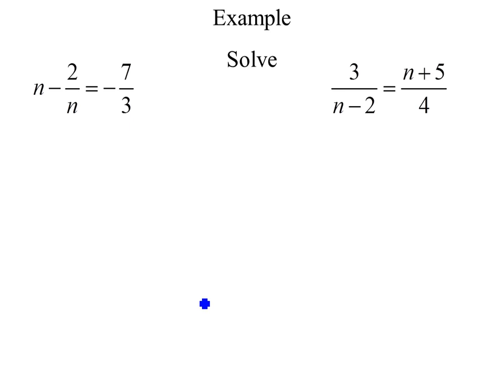Get rid of the fractions. How? What is the common denominator? 3n. Good job. Very, very good. So let's multiply every single one of these by 3n. 3n times n is going to be 3n squared. 3n times negative 2 over n. The n's are going to cancel out, and you're just going to get a negative 6. 3n times negative 7 over 3. The 3's are going to cancel out, and you get a negative 7n.